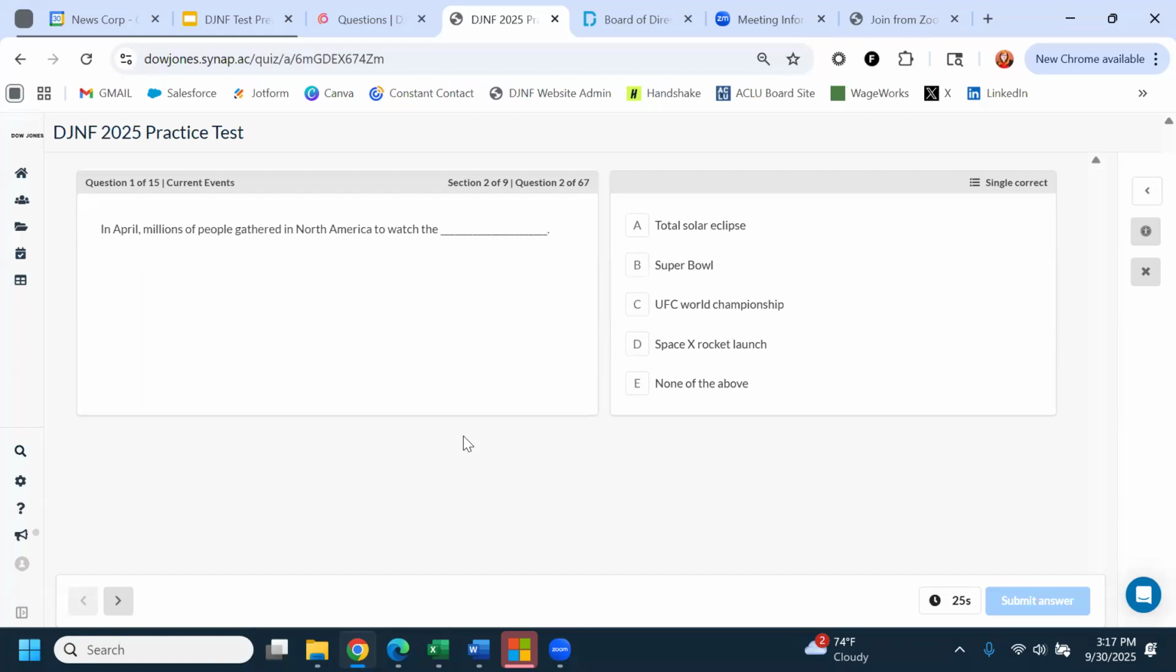So these are the actual test questions from last year's test. And you can see down there in the bottom right corner is our countdown. We got 18 seconds left to answer this question. Anyone want to guess? All right, well, I'll give you this one. It's total solar eclipse.